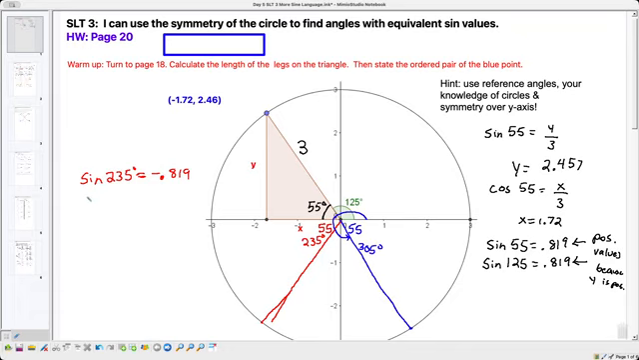Okay, let's type in the sine of 305. And if we type in the sine of 305, we also get a negative value. So let's make a note here that here we have terminal rays below the x-axis and we have negative sine values.